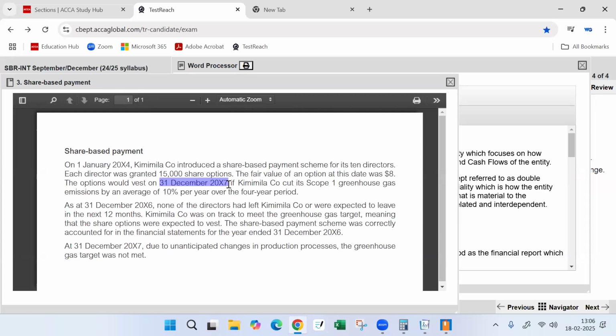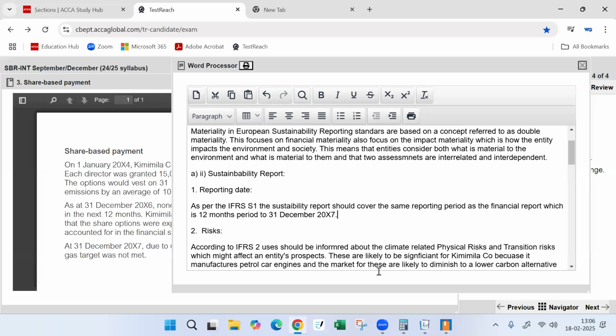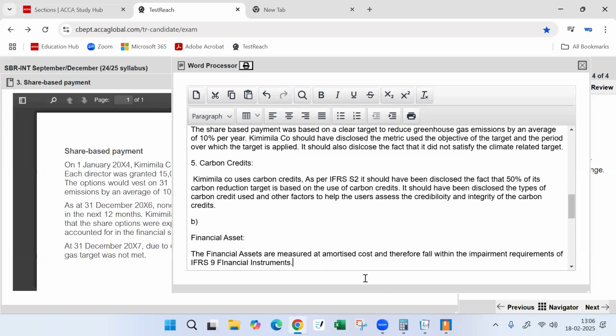And what is the fair value at the grant date? $8. Correct? So on 31st December X6, how will you recognize this? 10, how many directors are there? 10 directors, correct? So look at this. How will I recognize this situation? So this is, I'm sorry, C, share-based payment.